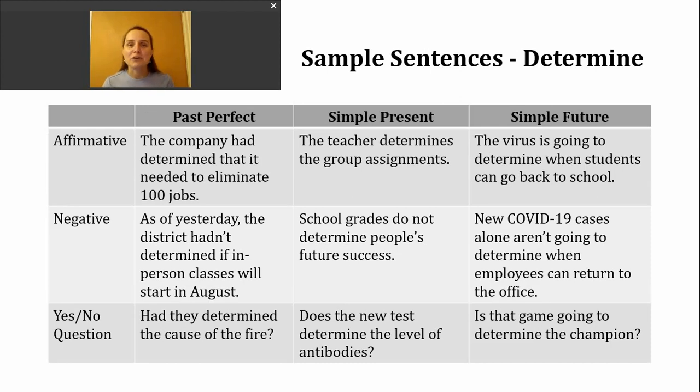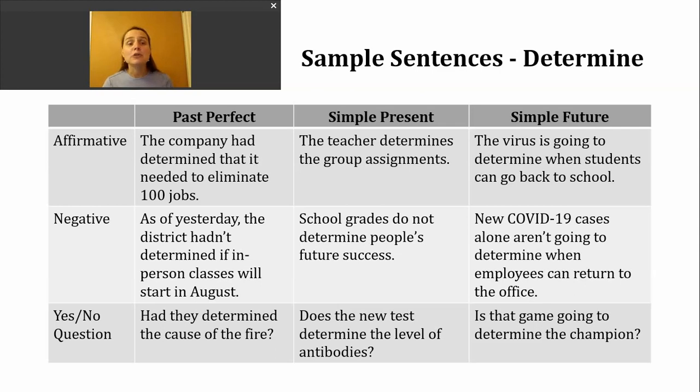First, the past perfect. To make this verb tense, we're going to use a past form of have, which is had, and then the participle form of the verb, in this case, determined. Here's an example sentence. The company had determined that it needed to eliminate 100 jobs.